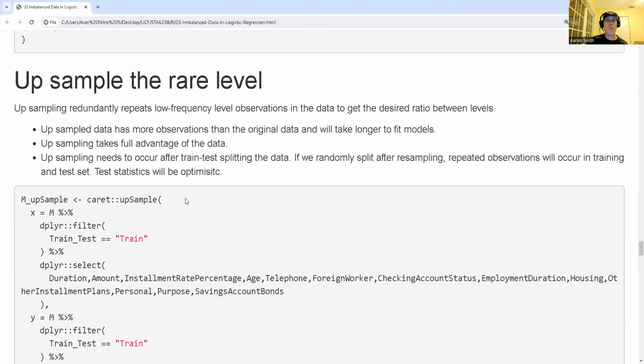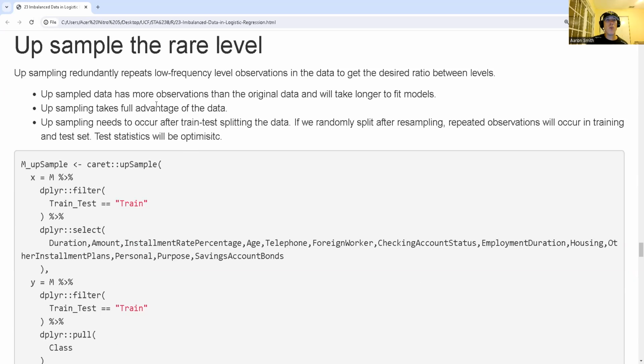Now I can upsample. So here, I'm going to take the low frequency level observations, and I'm going to sample them with replacement to increase the number of times I have the low frequency level observations. Upsampled data has more observations than the original data. And so I might have computation time increase off of this. Upsampling takes full advantage of our data while downsampling does not.